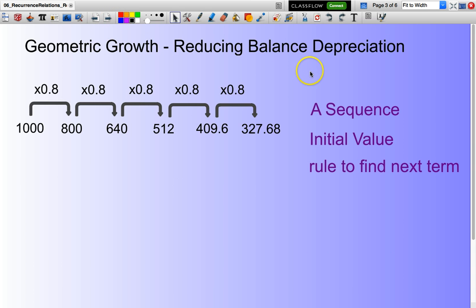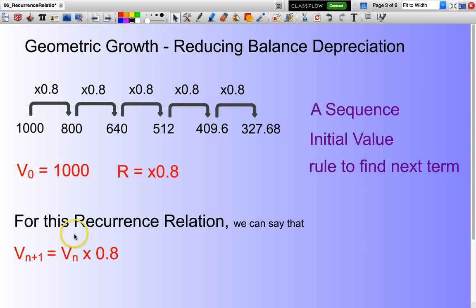So consider this situation here. Say I start with the number 1000 and I continually multiply it by 0.8. What you'll notice, the number will decrease the most in this first iteration, and it will keep reducing and approach 0 but never quite get to 0. We will have an initial value of this sequence of 1000 and a rule to find the next value is basically multiplying by 0.8.